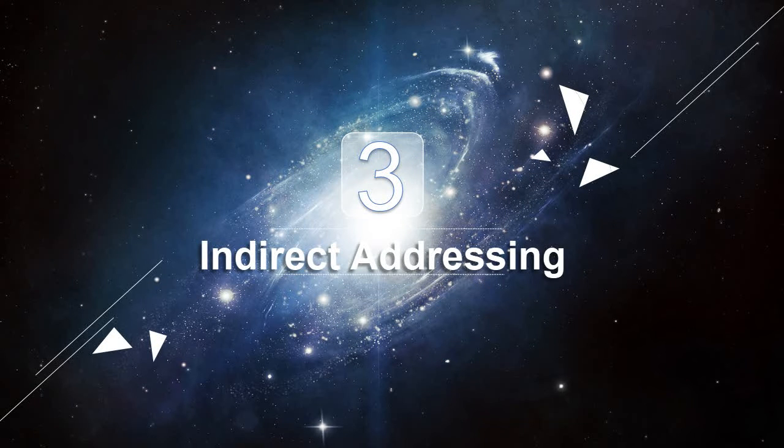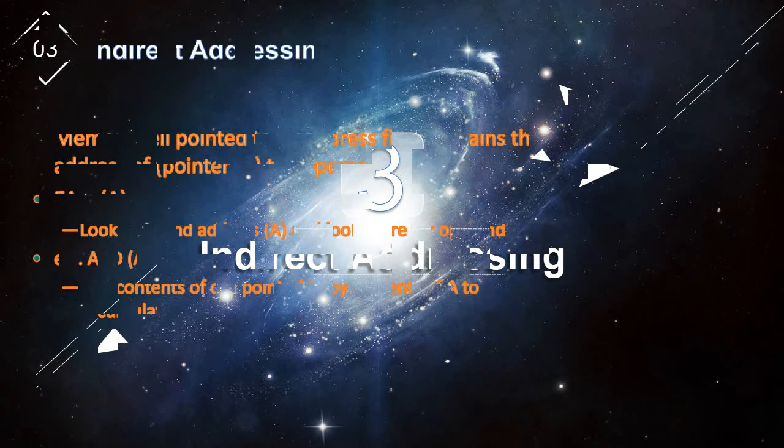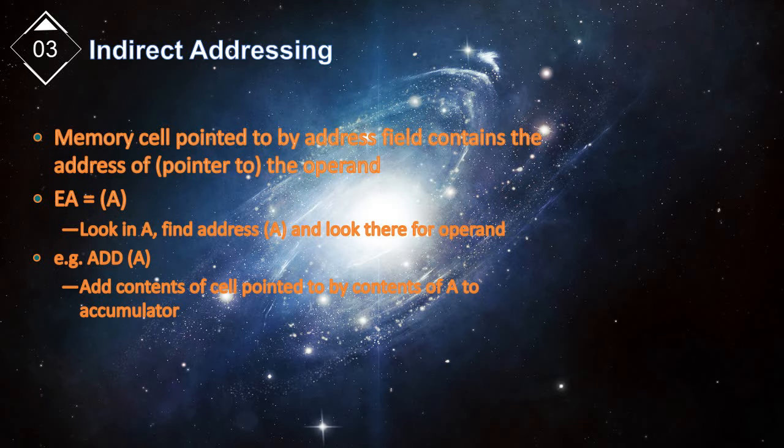Third, we can see indirect addressing mode. In indirect addressing mode, the memory cell pointed to by the address field contains the address of the operand. EA is equal to (A). That is, effective address is equal to look in A. Find the address A and look there for the operand. Example, add A. Add content of cell pointed to by content of A to the accumulator.